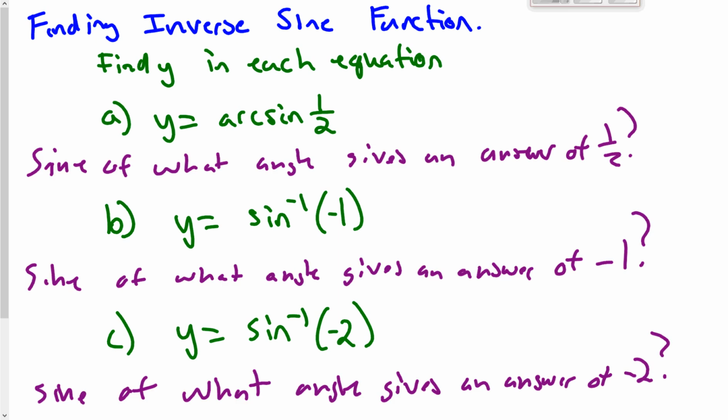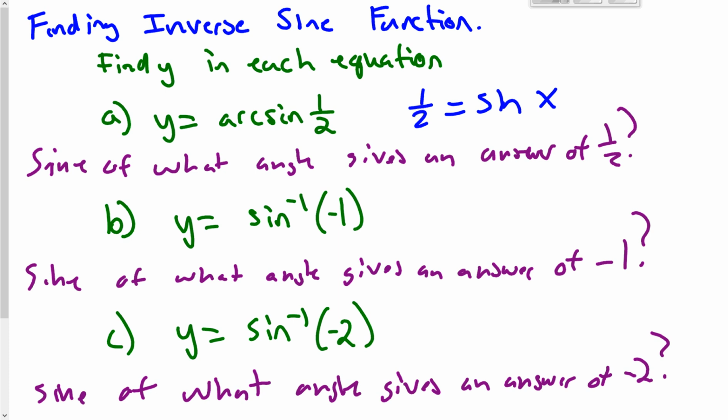So basically here are the questions, right? Sine of what angle gives an answer of 1/2? So going backwards, if I switch my x and y's, it becomes 1/2 equals sine of what? So sine of x. So what gives us a sine of 1/2?